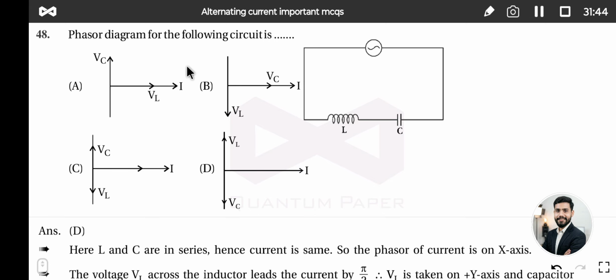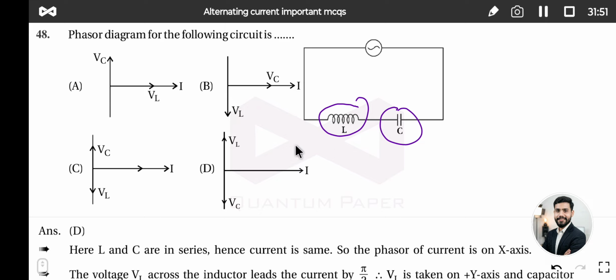Similarly, in the next question, an LC circuit is there. So we know that in a capacitor, current leads voltage. If you look at option number D, current is leading the voltage by pi by 2. In case of an inductor, voltage leads current by pi by 2. So that is also correct. So option number D is the correct answer here.